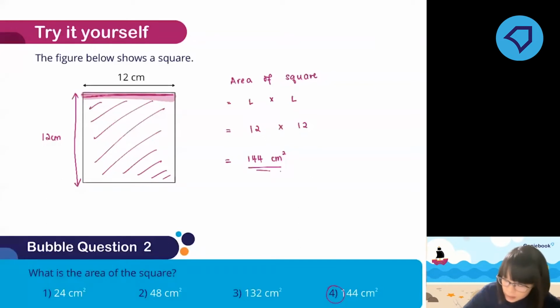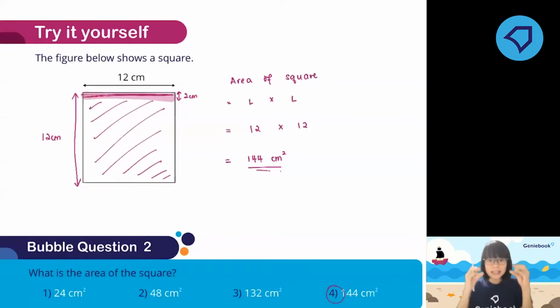That means this part here is 2 cm, for example. But the question is not asking for the area of a part of a square. The question is asking for the area of the whole square. So we need to drag this one down all the way to 12 centimeters. Okay, so the area of the square is actually 12 multiplied by 12. All right. Okay, so let's try the next question.